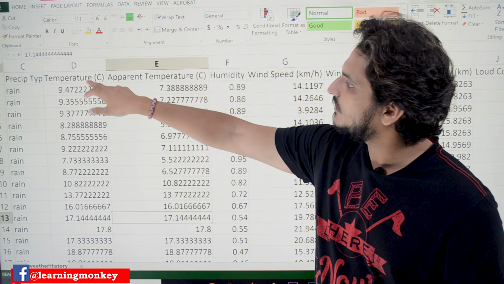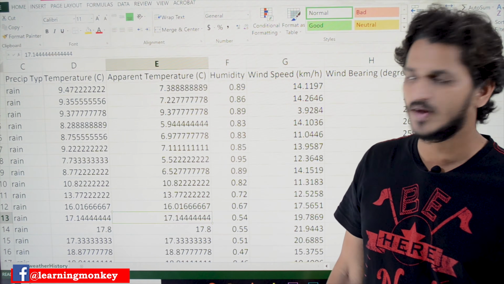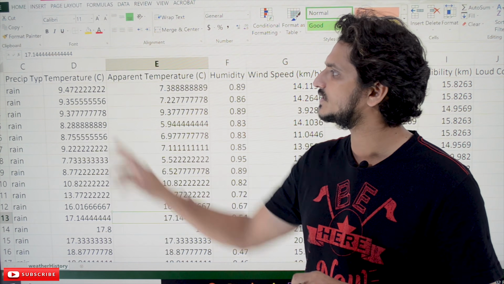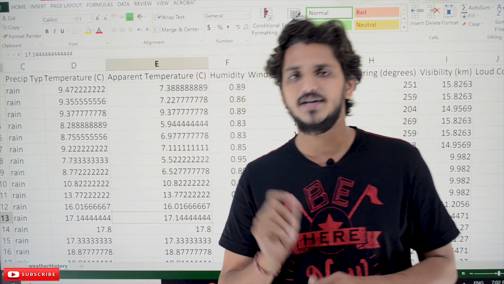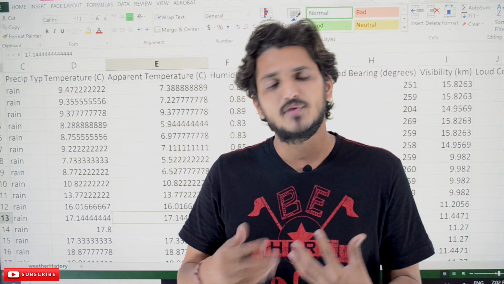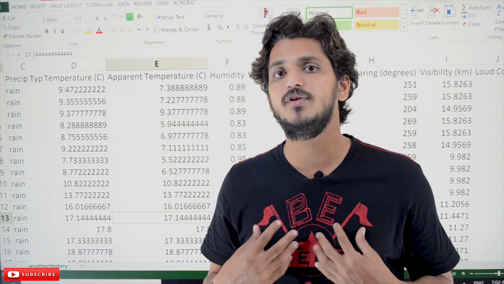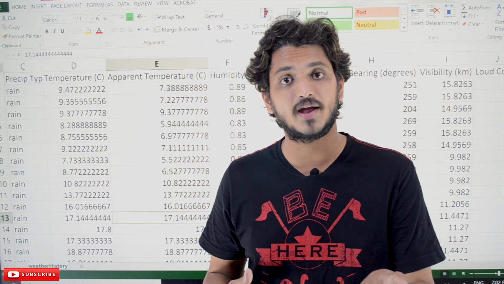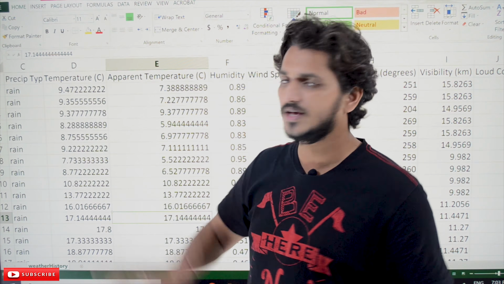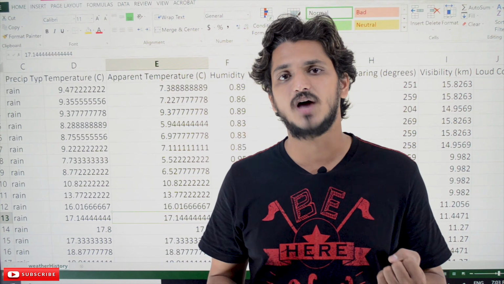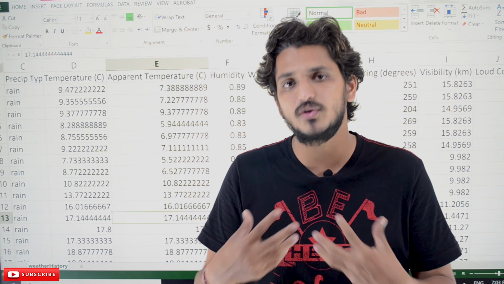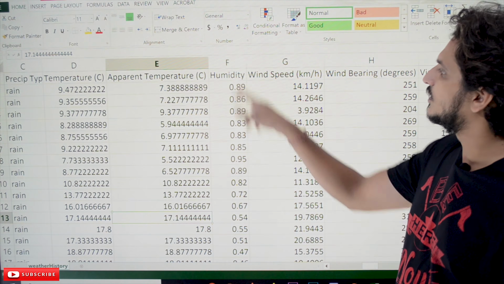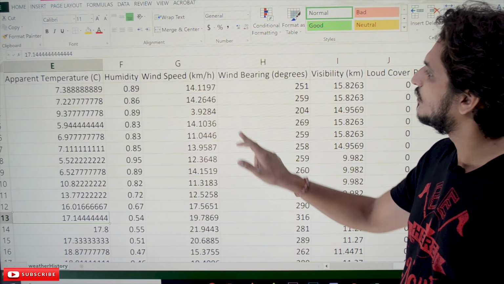Coming to the next one, temperature and apparent temperature are given. First, we have to understand the difference between temperature and apparent temperature. Temperature is given in degrees centigrade. Apparent temperature means when we go outside, the temperature that we feel. Apparent temperature depends on different factors, not only on the degrees centigrade. It depends on the wind speed and how much the humidity is. Based on that, what we feel is given as apparent temperature.